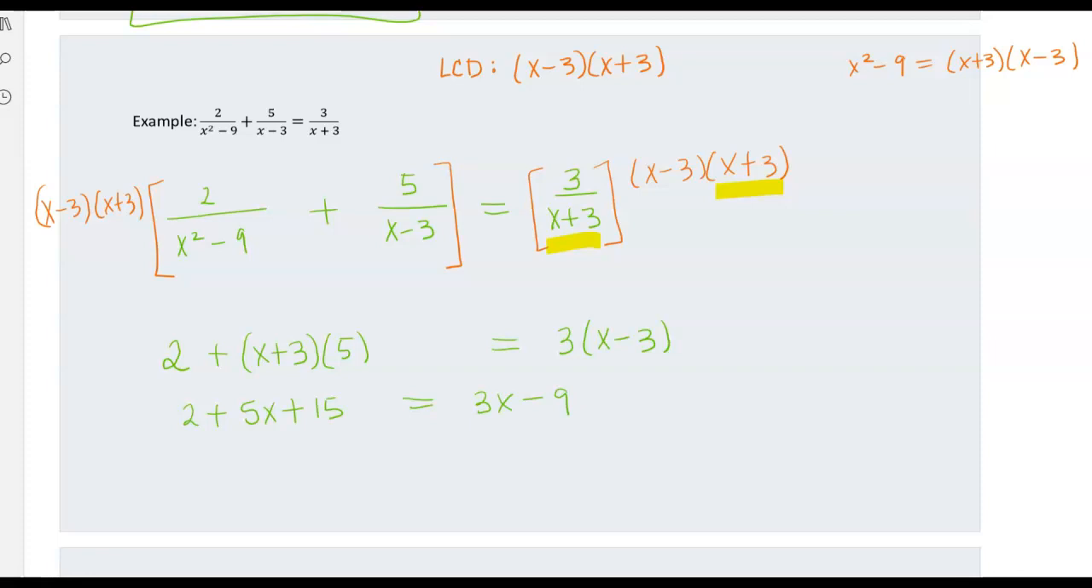Let's get all of the x terms together on one side. If I subtract the 3x, I'll have 2x over here. And move all the numbers to the right, I'll have negative 9 minus 2 minus 15. So 2x is equal to negative 26, or x is equal to negative 13.